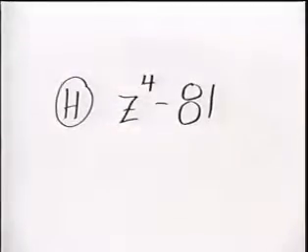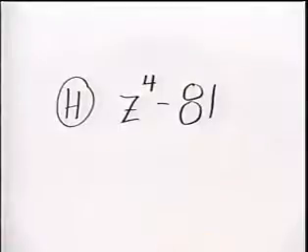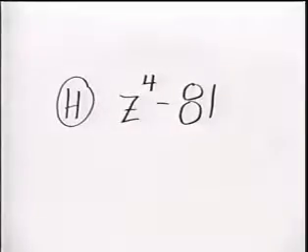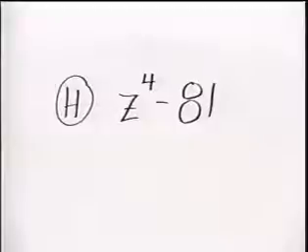First thing you want to do, can you take any term out? Can you remove a common factor? No. So what's the next step? Count the terms. You have 2 terms. Is it a difference of squares, a difference of cubes? Well, it is a difference of squares, kind of disguised.